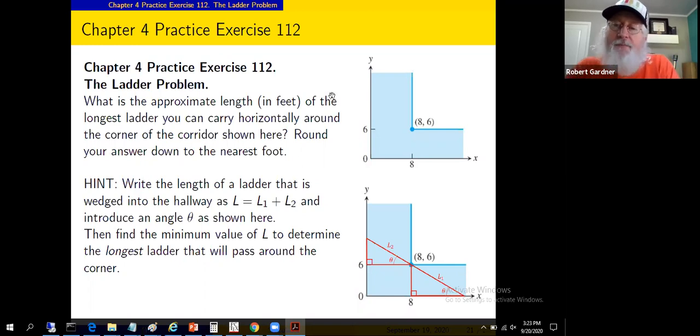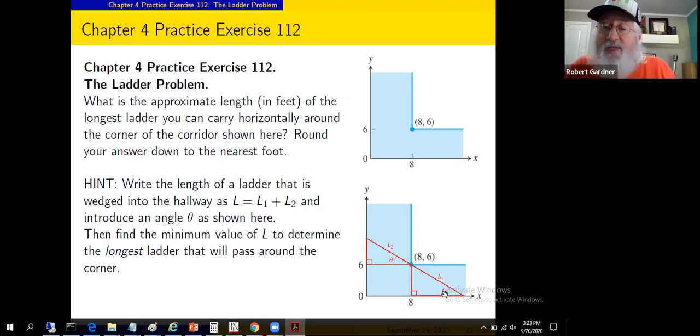So here's the idea. We've got a hallway here that's 8 feet wide, and it's got a corner in it. It's only 6 feet wide going down this part. So the question is, how long a ladder can you get around the corner? Sometimes it's talked about in terms of getting a couch around a corner. Here's a hint. Write the length of the ladder that's wedged into the hallway as L equals L sub 1 plus L sub 2. Introduce an angle theta given in the picture here. Then find the minimum value of L to determine the longest ladder that'll pass around the corner.